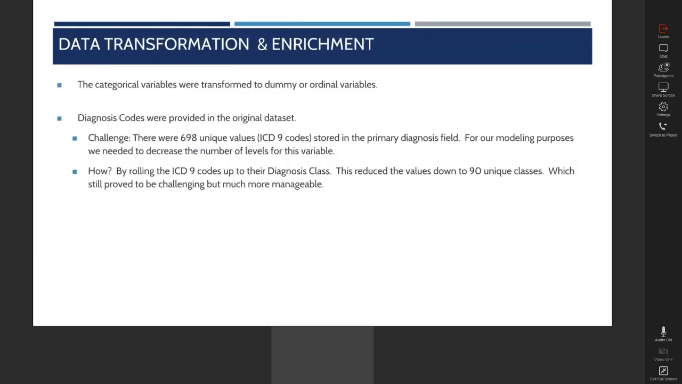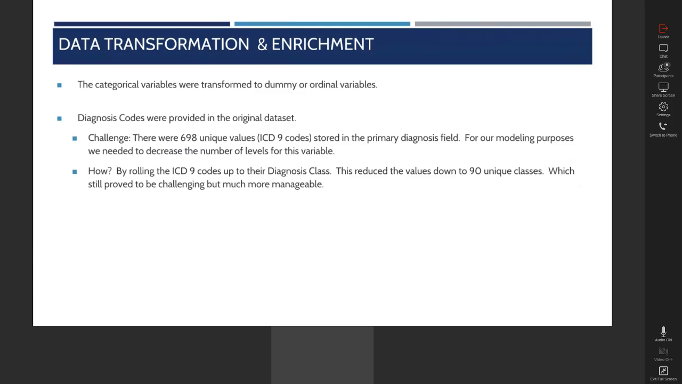So, data transformation and enrichment. One of our challenges was that a very large portion of our data was comprised of categorical variables. We went ahead and transformed those into dummy variables, and that gave us sort of the maximum flexibility with our modeling.